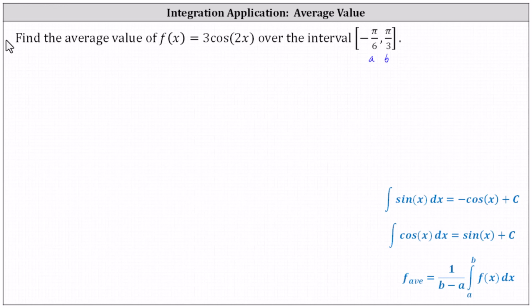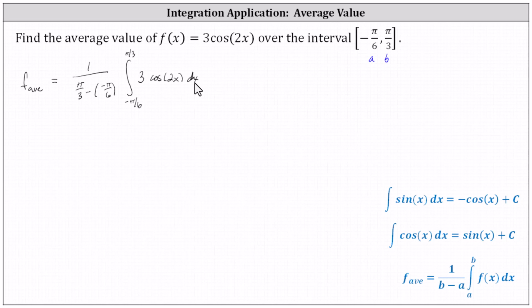This indicates the average value of the given function over the given interval is equal to 1 divided by the difference of pi divided by 3 and negative pi divided by 6 times the integral from negative pi divided by 6 to pi divided by 3 of 3 cosine 2x dx.